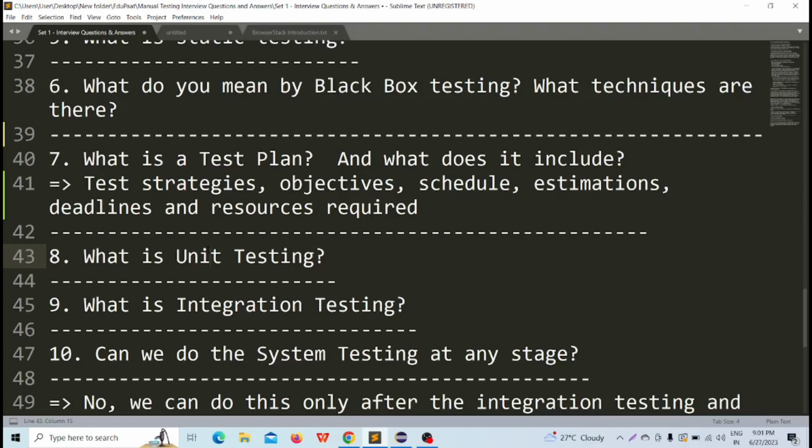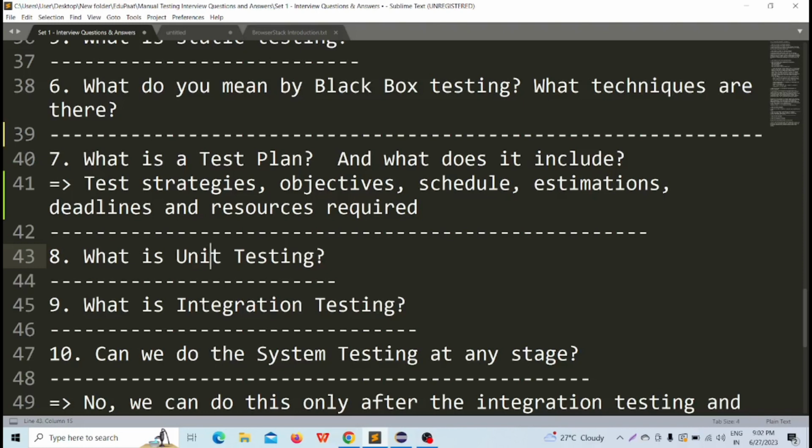So unit testing is a software testing type where any software units we are going to test as individual units. Whenever we test any software application as individual units, or test any one component, that is called unit testing.